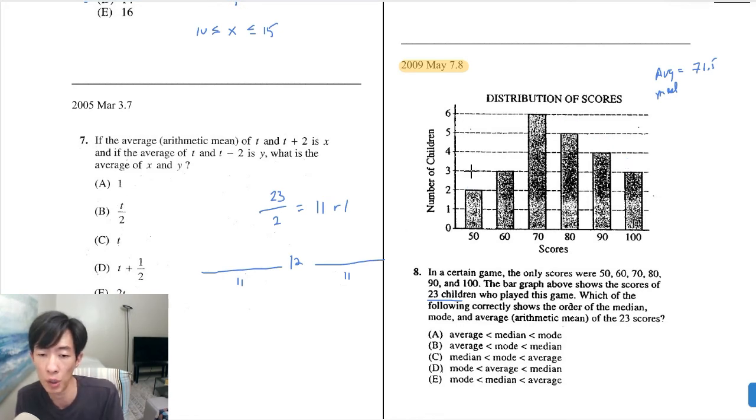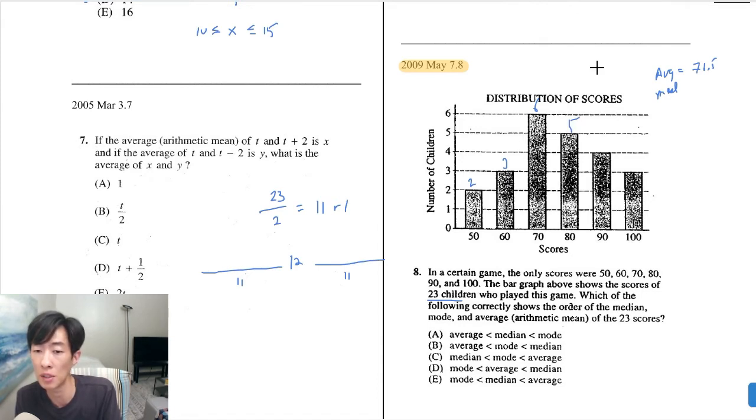And in this case, what we want to pay attention to is how many children are in each category. So the first ones are 2, 3, 6, 5, and so on. And so we want to find the 12th value. So essentially we're counting 1, 2, 3, 4, 5. 2 plus 3 is 5. Plus 6 is 11.